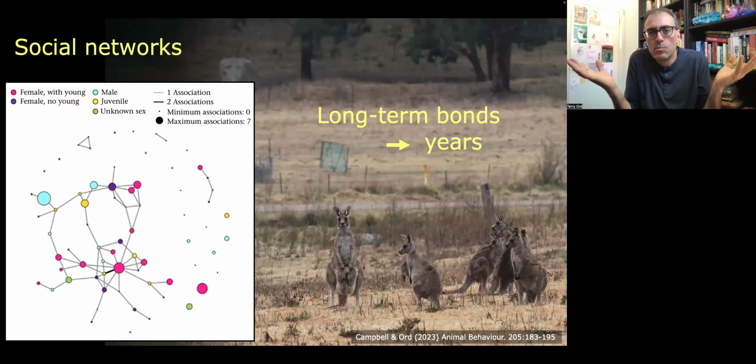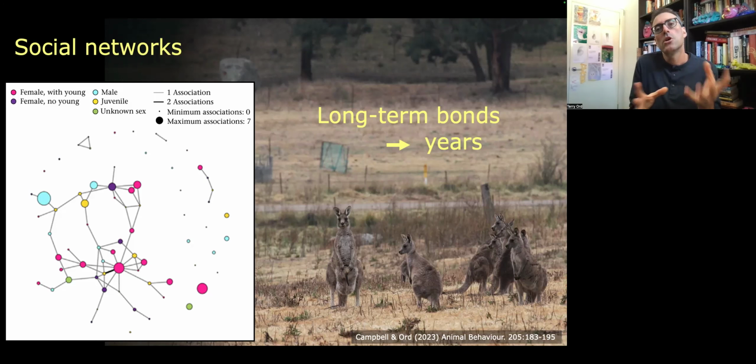What can you get out of it? Nora actually developed these social networks because you can see which individuals are associating with each other, because they're standing next to each other in the photographs. And so she used that to form these network graphs to determine whether the social connectivity, who's associating with who, is dependent on the sex of the animal, the age of the animal, or whether the animal has young or no young.